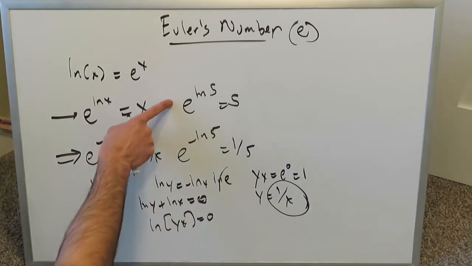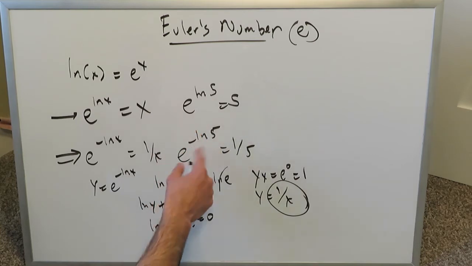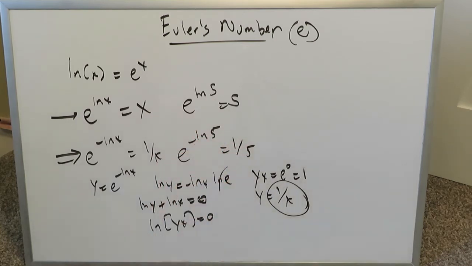So anytime you see some expression which looks like this, the e's and the natural logs will cancel out. Here, in this case, the e's and the natural logs will cancel out, but you'll get the reciprocal of that number, which is being affected by the natural log.